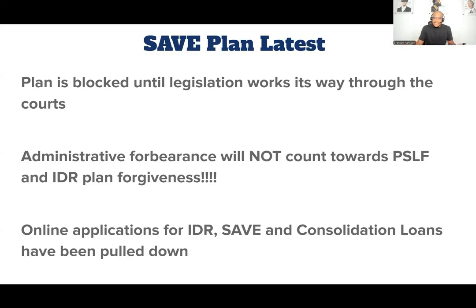So by having this extended pause and not giving people credit, and at least online, not giving them the ability to switch to a different plan, they're essentially telling people you don't get credit and you can't do anything about it until this changes, and we have no idea when it changes. So these are the things, at least online, that we're dealing with when it comes to the SAVE plan.